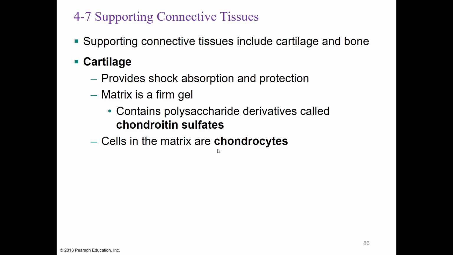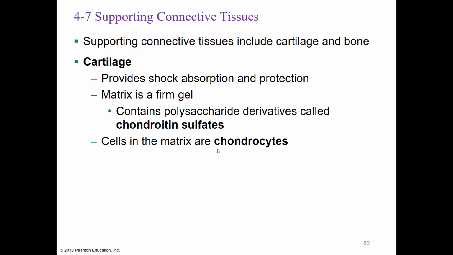So that ends fluid connective tissue and brings us into supporting connective tissue. And supporting connective tissue includes cartilage and bone. Those are the two groups. Cartilage provides shock absorption and protection. So we're going to see it in between the bones at the joints. We also see it in between the discs of the vertebrae, and we see it in the tip of the nose and in the ears, for example.